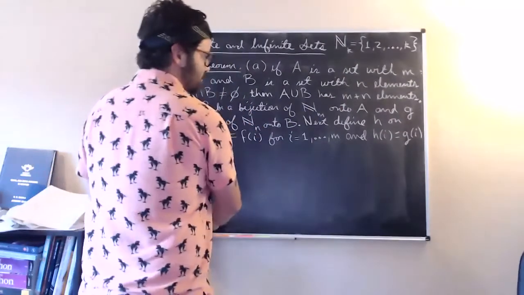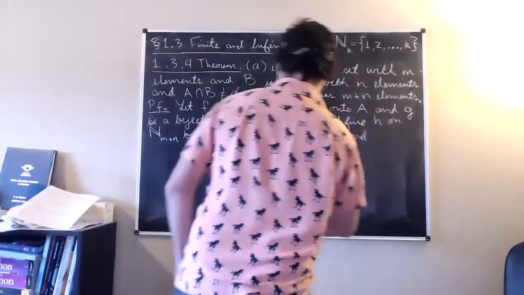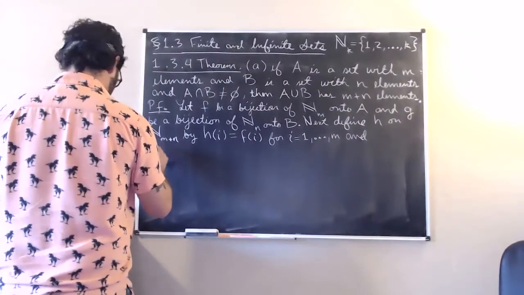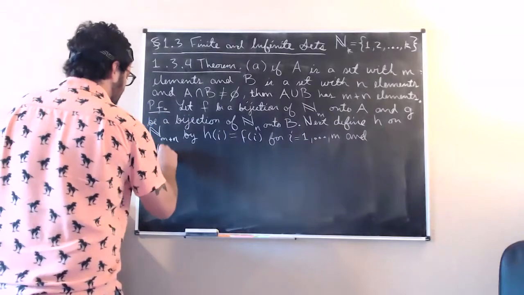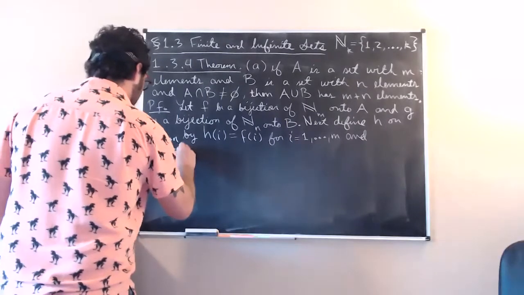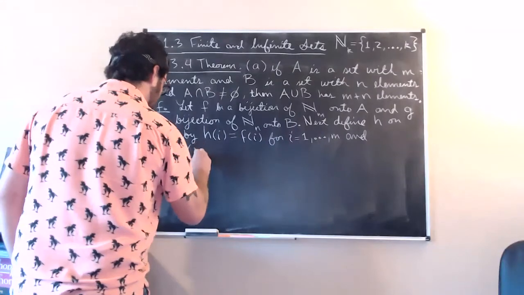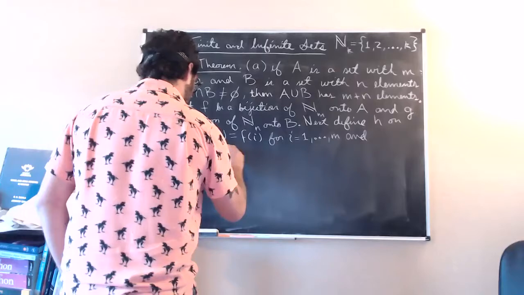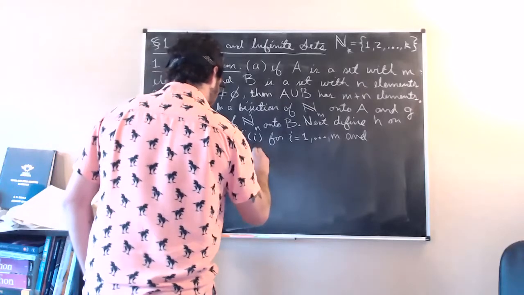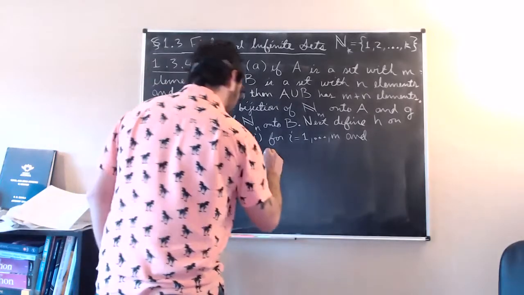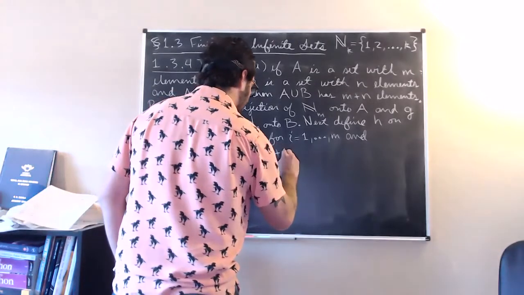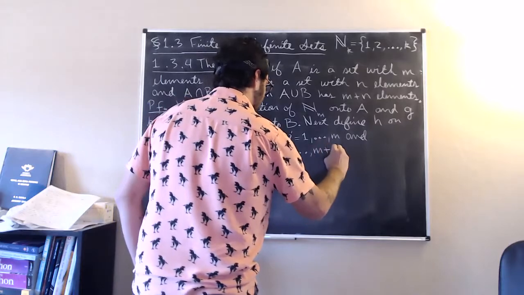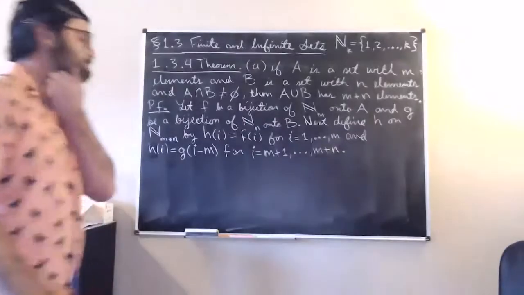Or actually, sorry, I'm running out of room over here. And H of I equals G of I minus M for I equals M plus 1 up to M plus N. Okay.